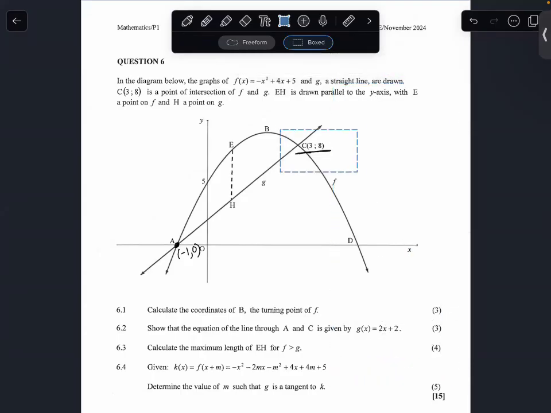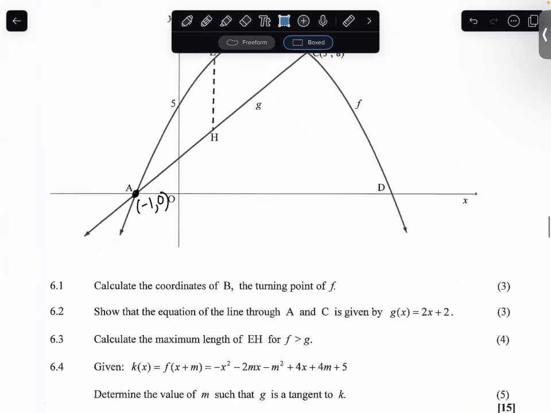All right. Next question says, calculate the maximum length. Maximum length, the word maximum, immediately, what should pop into your brain? Find the derivative and make it equal to 0. Whenever you have synonyms of the word maximum or minimum, find the derivative, make it equal to 0. So yeah, they said calculate the maximum length of EH.